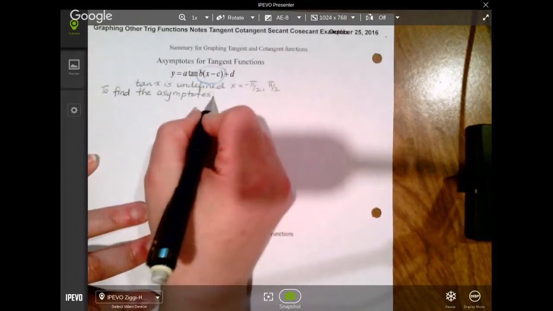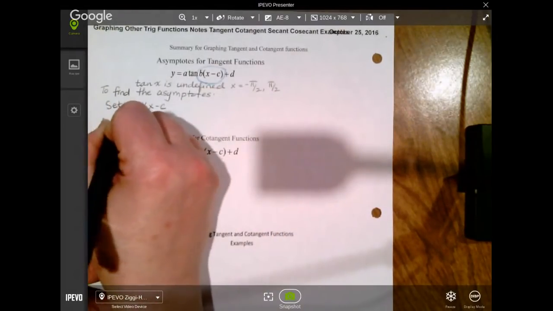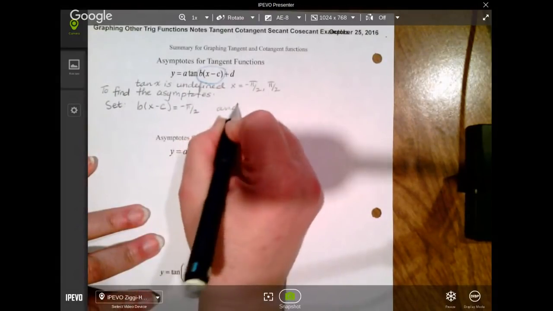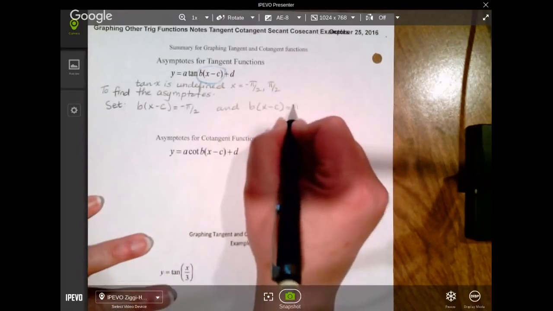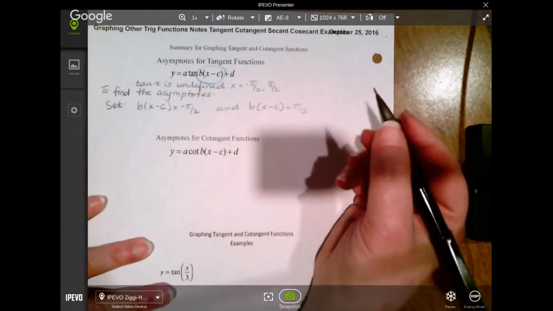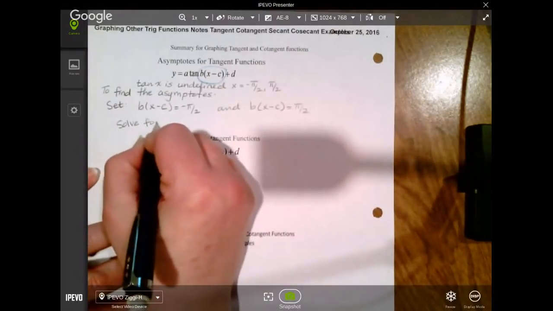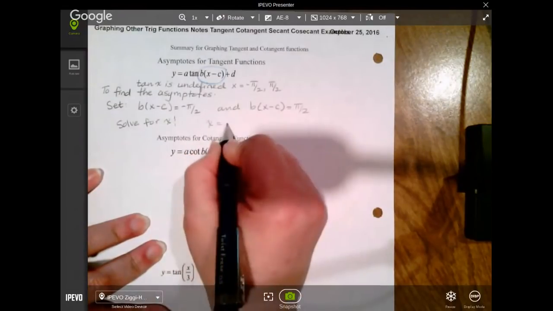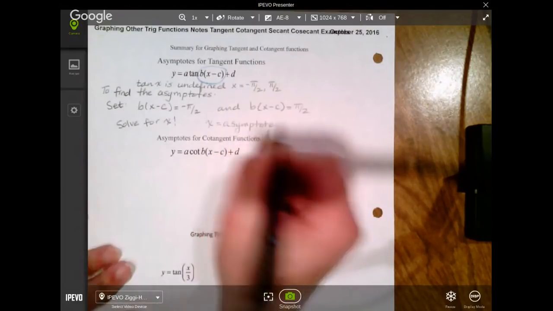We're going to set b times x minus c equal to negative pi over 2, and we're going to set b times x minus c equal to positive pi over 2. And then we're going to solve for x. And when you solve for x, then that's going to be x equals the asymptote, which is really cool.